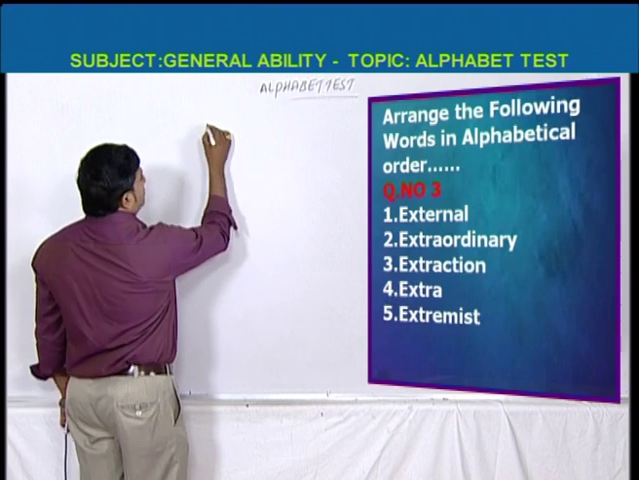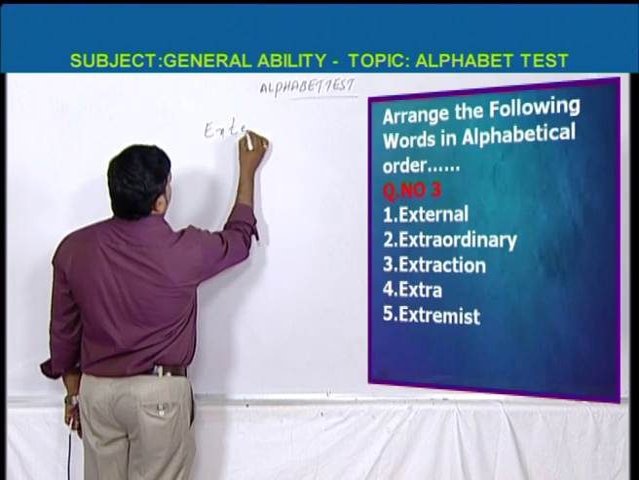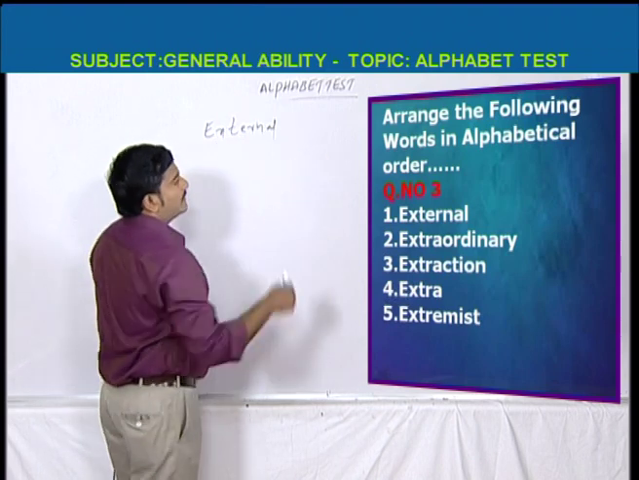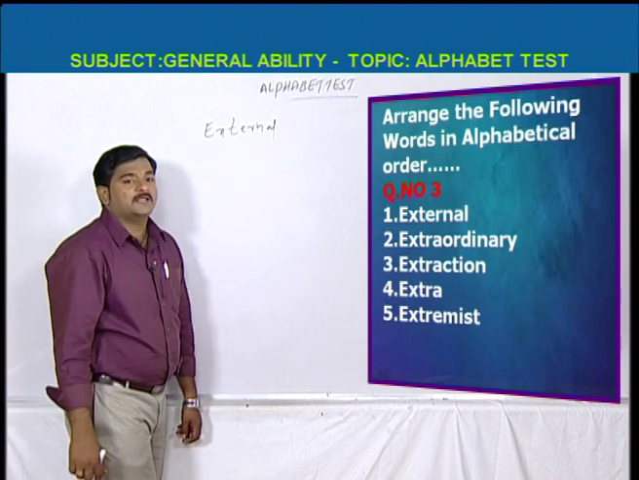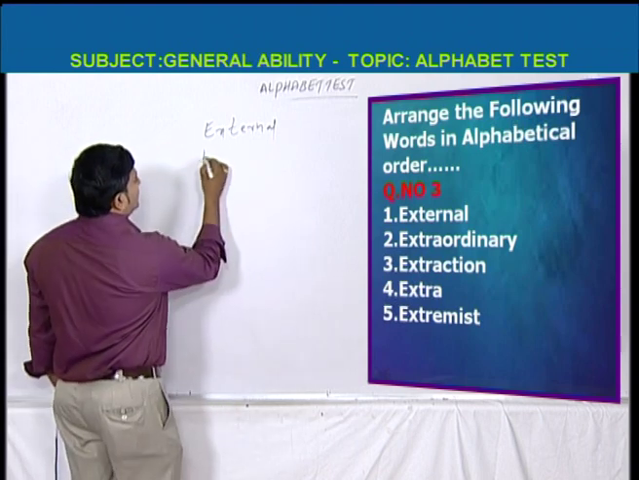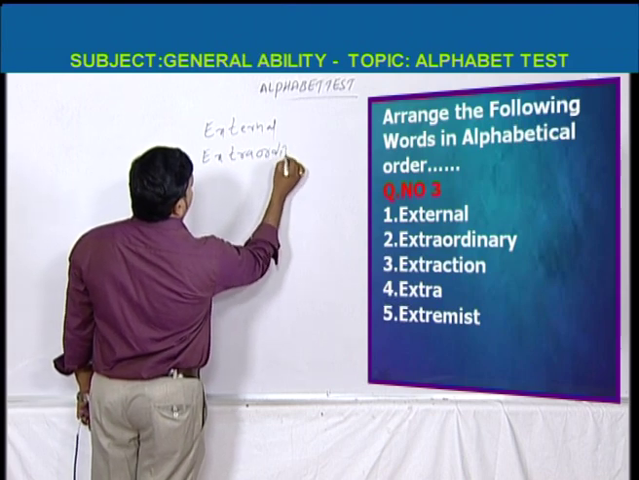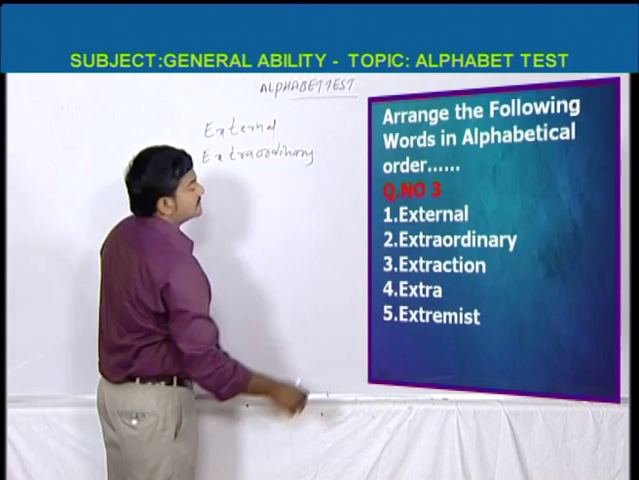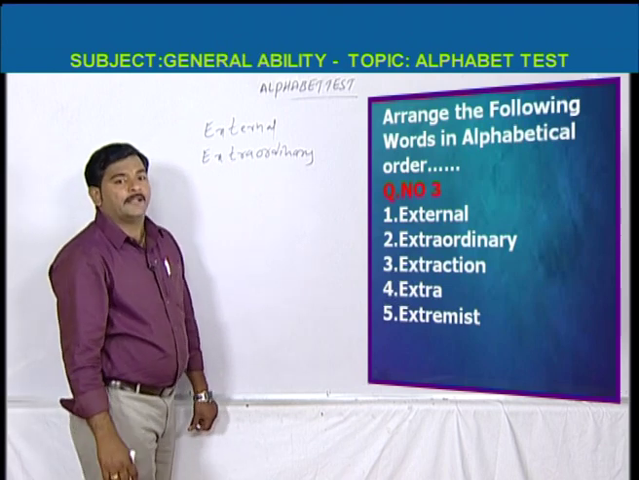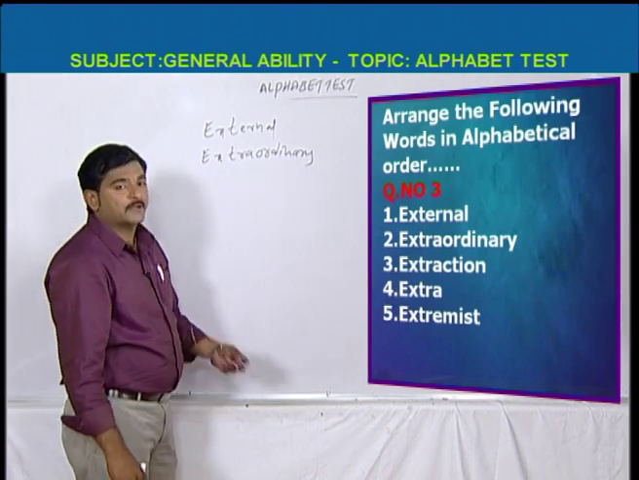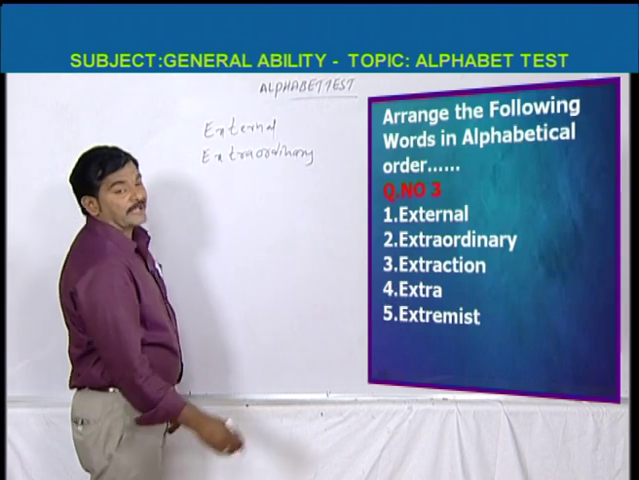External is given. Okay, we will take the first word, external. And what about the second word? The second word given is extraordinary. The spelling of this is EXTRAORDINARY. Okay, next one is extraction.